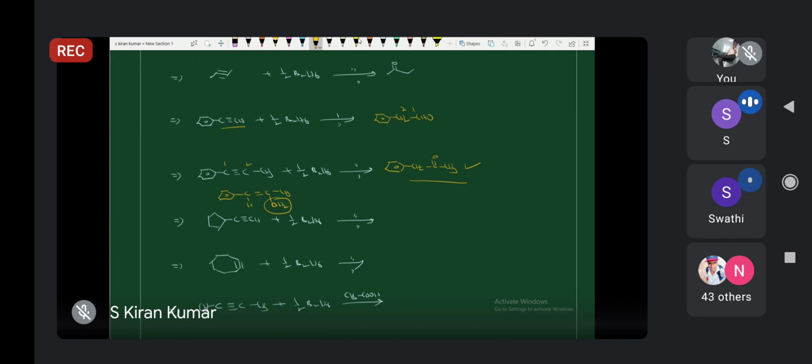cyclopentyl acetylene gives aldehyde. Cyclopentyl acetaldehyde or cyclopentyl ethanol. Next, cyclooctyne on hydroboration with peroxide gives cyclooctanone.